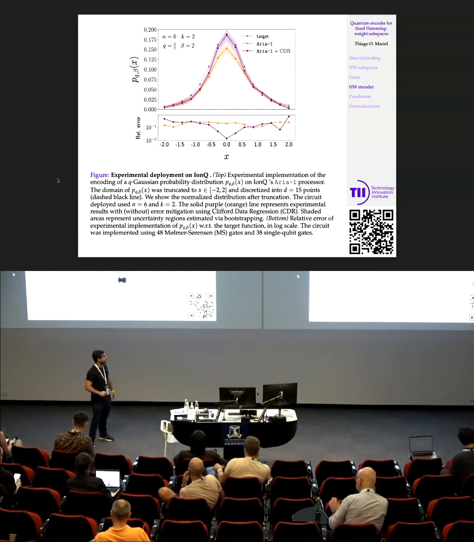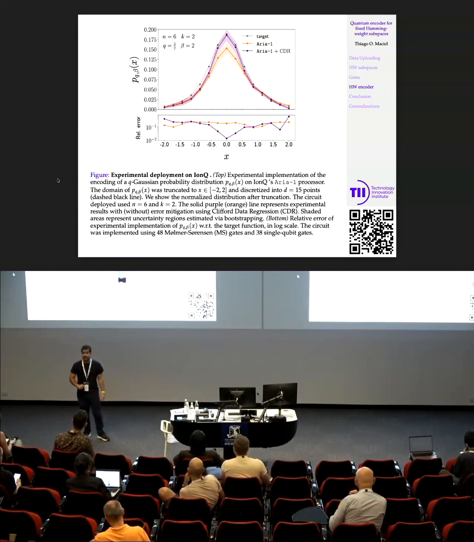In the orange curve here, you see Aria 1 on its best day, without error mitigation. And the violet curve here is the result with our error mitigation scheme, for which we chose Clifford data regression. And in the lower plot here, we have the relative error to the target point. Okay? So this was just a simple example.